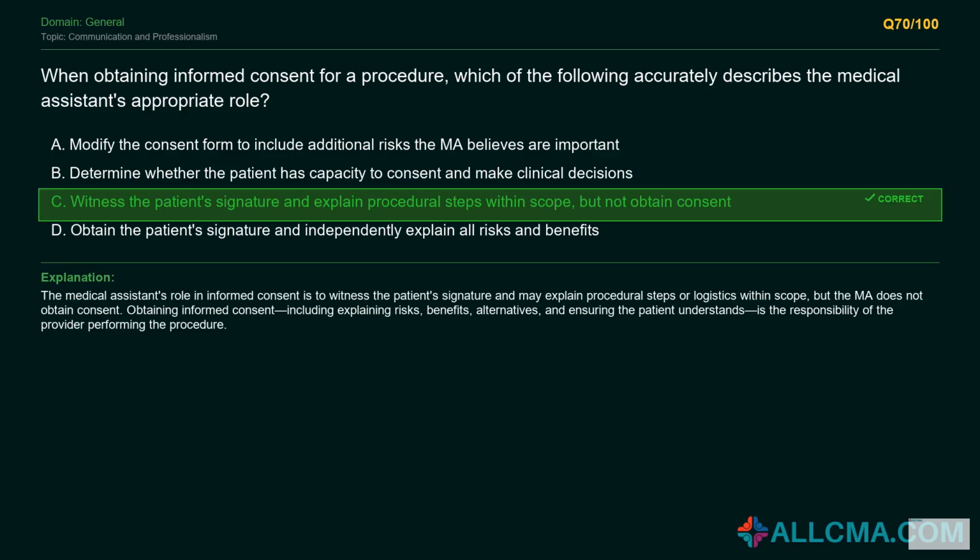The correct answer is C. The medical assistant's role in informed consent is to witness the patient's signature and may explain procedural steps or logistics within scope, but the MA does not obtain consent. Obtaining informed consent, including explaining risks, benefits, alternatives, and ensuring the patient understands, is the responsibility of the provider performing the procedure.